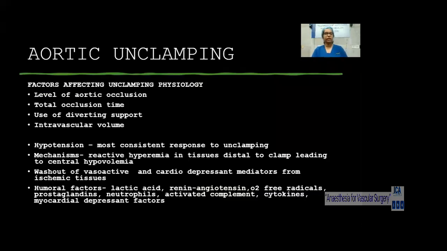Now coming to the aortic unclamping, the factors affecting unclamping physiology are similar, like the level of aortic occlusion, total occlusion time, use of diverting support, and intravascular volume. So hypotension is the most consistent response to unclamping. Washout of the vasoactive and cardiodepressant mediators from the ischemic tissue is one of the causes of hypotension.